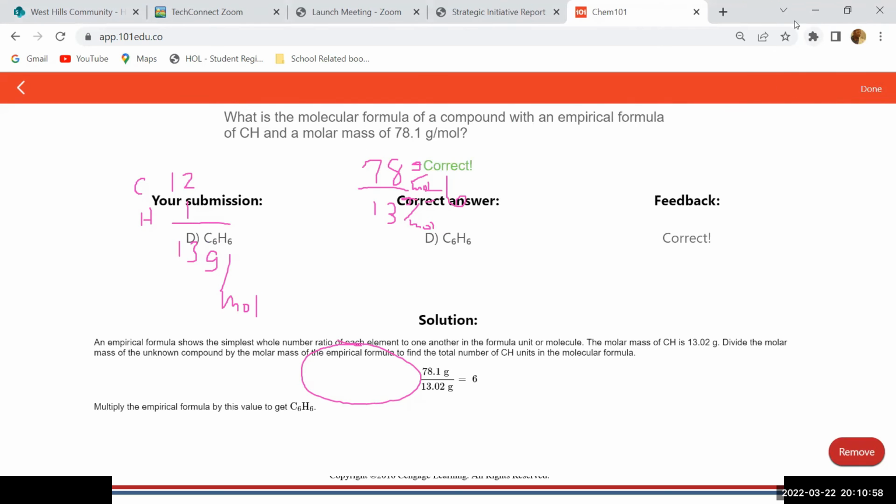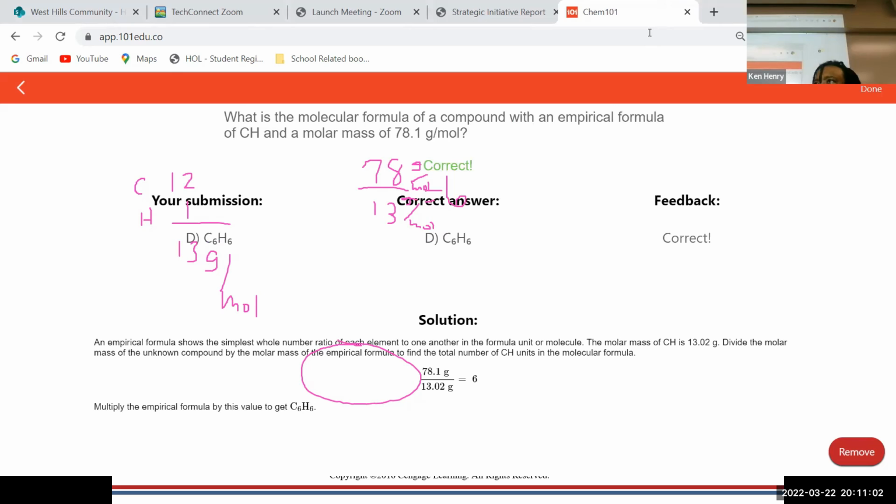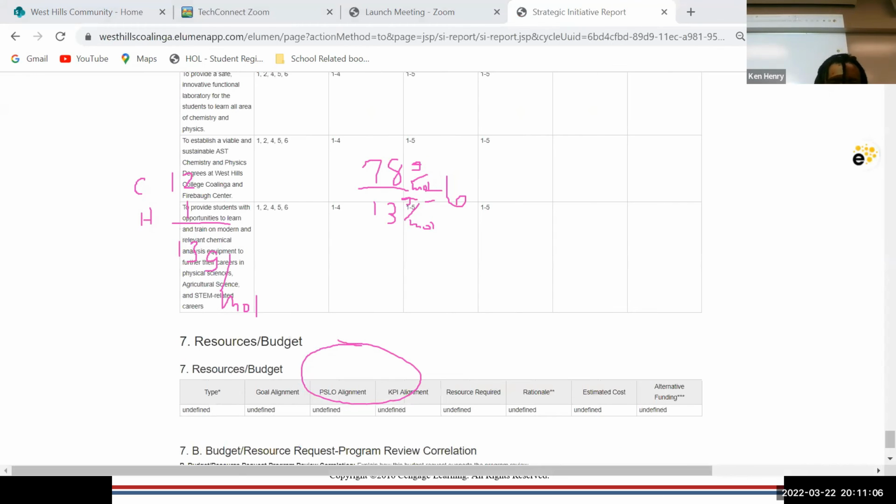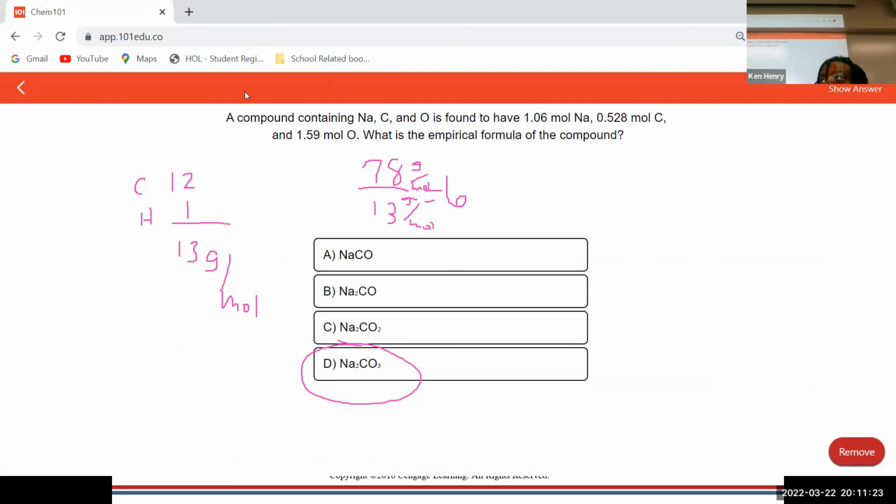Let me see if I can find one more challenging. What are you telling me? How about this one? Okay.